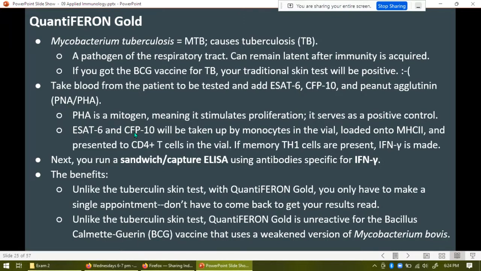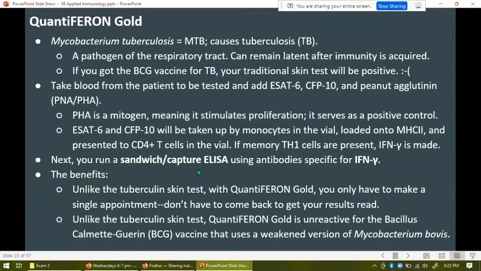ESAT6 and CFP10, those are proteins, those are peptides, and they're going to be taken up by monocytes in the blood vial, and then they're going to be phagocytized, shredded into pieces, and loaded onto MHC2, and then they will be presented to CD4 positive T cells in that vial. Now, if any memory Th1 cells are present, they're going to make interferon gamma in very high amounts when they're exposed to those epitopes, right? Because they're specific for the tuberculosis peptides, because you have been exposed to tuberculosis, therefore you have memory Th1 cells to tuberculosis.